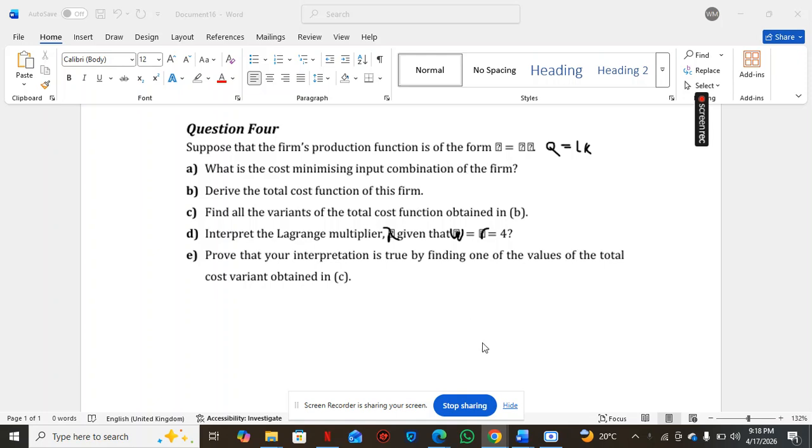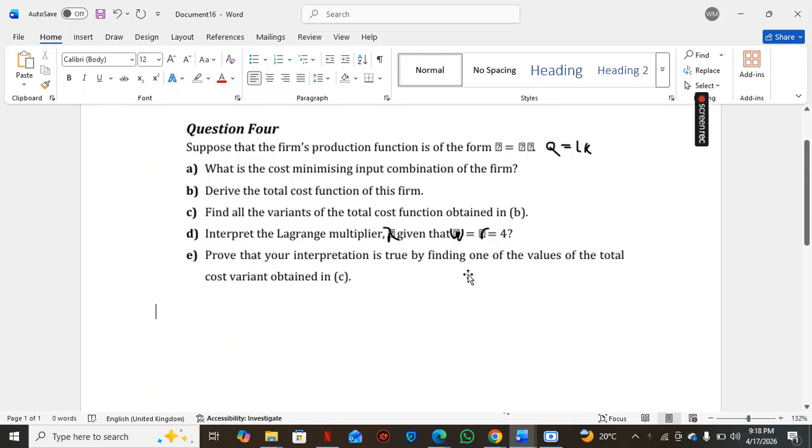Okay, so we need to find this cost minimizing input. Basically, we're just asking how much labor and capital do we need to have in order to minimize our costs. Okay, so first things first, when you're getting this cost minimizing input, number one, write the cost function.